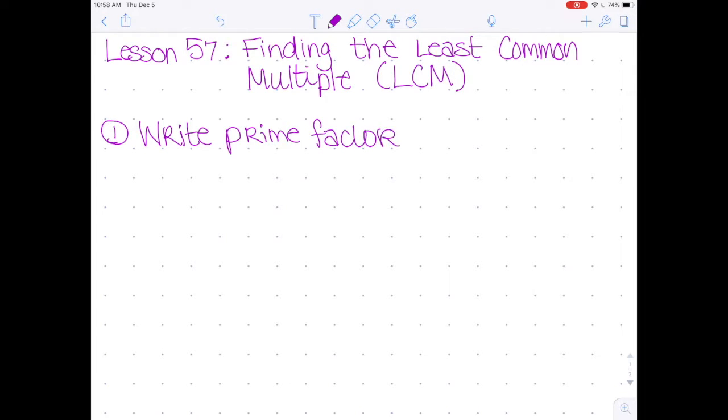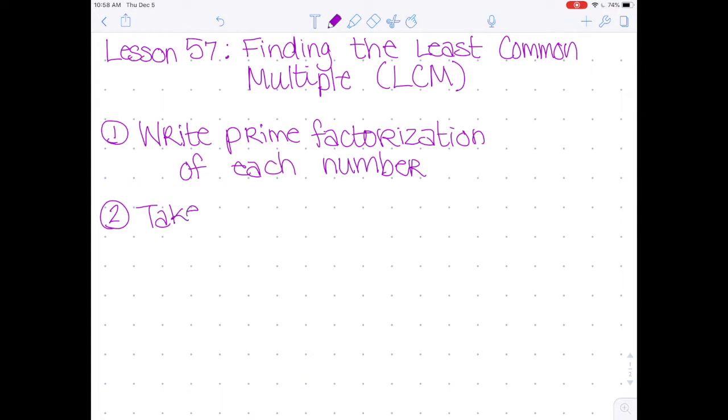So write the prime factorization of each number. Then you're going to use every factor of the given numbers as a factor of the LCM. So first we're going to take all the pairs. Just like we do with greatest common factor, we find all the pairs and multiply.